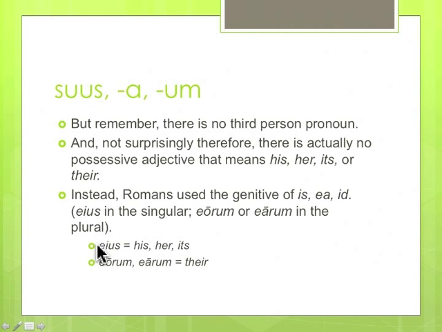So, eius is used to mean his, her, or its, but it really isn't literally his, her, or its. It really means something like of that guy I just mentioned. So if you want to say his hat in Latin, you have to say the hat of that guy I just mentioned, eius. And in the plural, it's eorum and earum, which means their. So if you want to say their cars, you have to say the cars eorum, the cars of those guys I just mentioned.